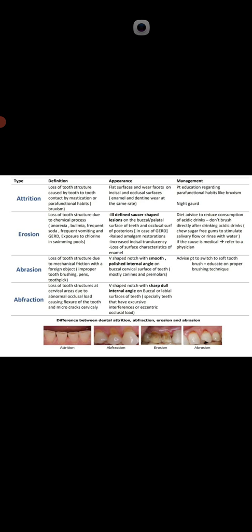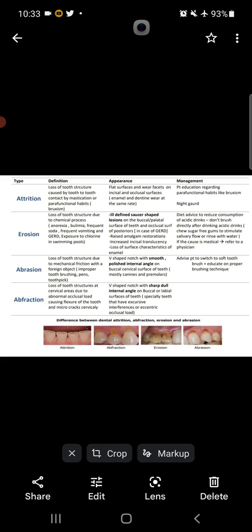Now come to appearance. How do we differentiate in appearance? If there are flat surfaces and facets on the incisal and occlusal surfaces, this is attrition. If there is an ill-defined saucer-shaped lesion, it is erosion. If there is a V-shaped notch with smooth polished internal angle, it is abrasion. If it is a V-shaped notch with dull internal angle, this is abfraction. Now, this is all about non-carious lesions.